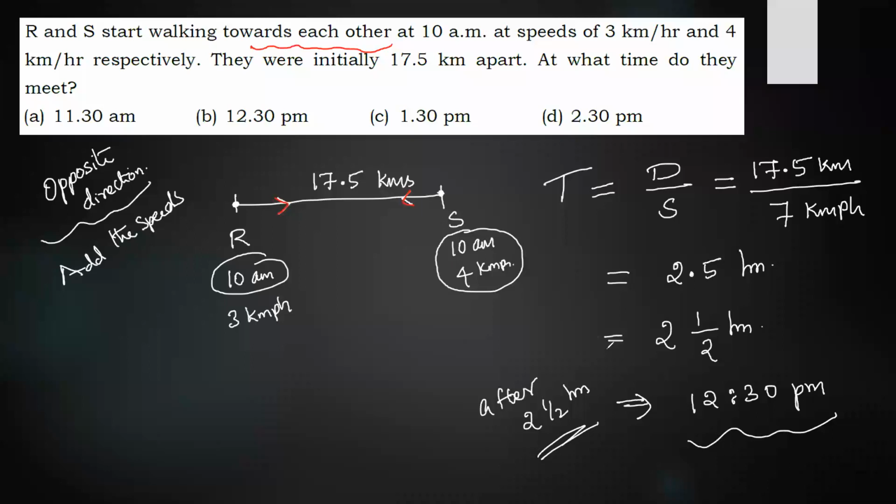So we need only the initial distance. The questions may start like that anywhere: initially, R and S are 17.5 km apart, and they are coming in opposite directions. So you need to add the speeds. The question is, what is the time? Time equals distance by speed. Just apply it there. That's all. Any doubts? Is it clear? The main important point is that they start at the same time. Time is important.